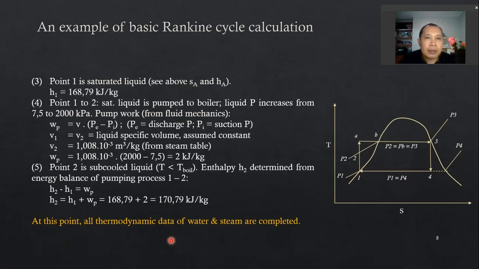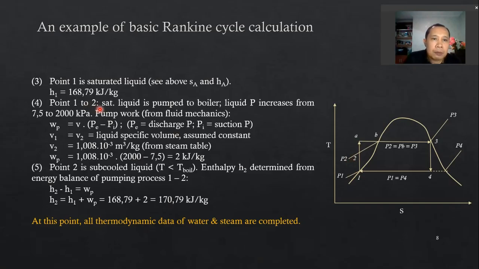Then moving on to point 1. From point 4, we move on to point 1. Point 1 is saturated liquid. Again, all you have to do is look up the steam table to find the specific enthalpy at point 1. Of course, when you get enthalpy, you get everything. You get the temperature, pressure, and also the specific entropy as well. Then from point 1 to point 2, this is an isentropic pumping. We know the target pressure from the problem description, so you can determine the condition at point 2 from your steam table.